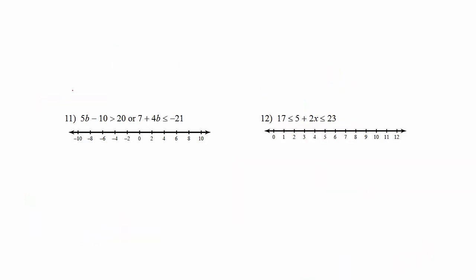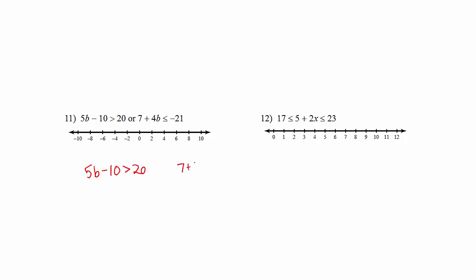11 and 12 are similar to what we did on the previous problems. They're just a little bit more complicated on the solving part. So on 11, we have an or, which means that our graph is going to shade out from one another. 12 is another and. We know it's an and because they didn't write a word. If they don't write a word, it has to be an and. And also because that's what's happening whenever we end up solving it. We're going to have x in the middle, and we'll have numbers on either side showing that our answer should be between those numbers. So starting on 11, we want to solve 5b minus 10 is greater than 20.